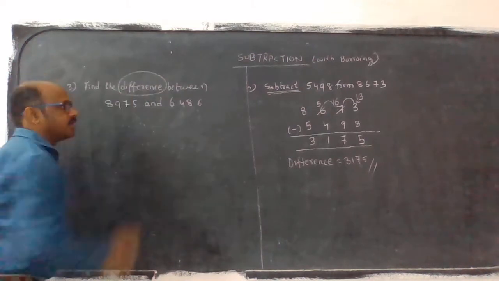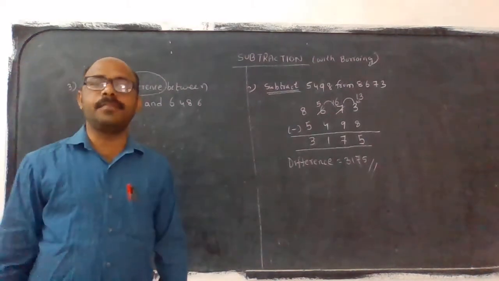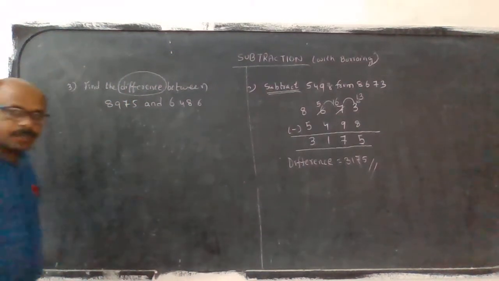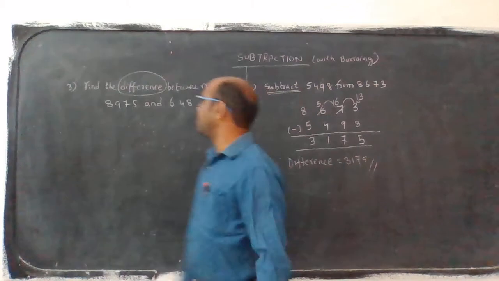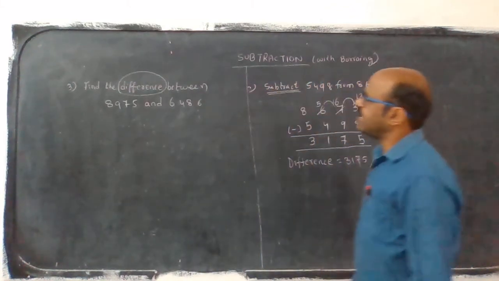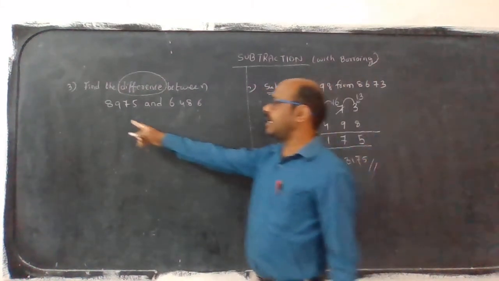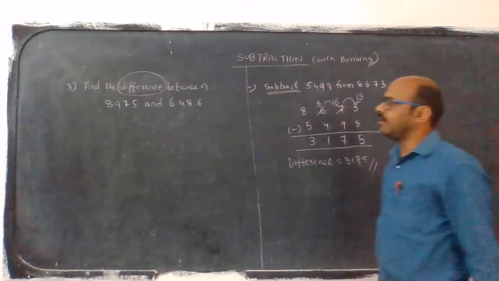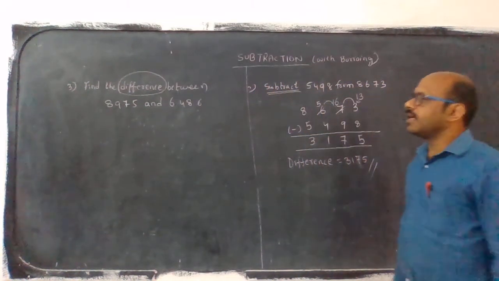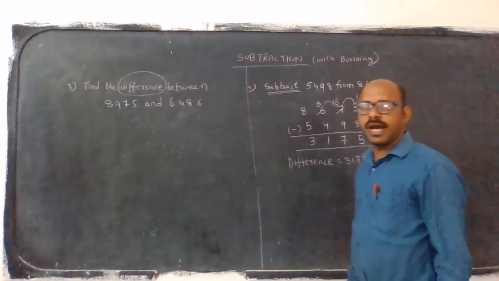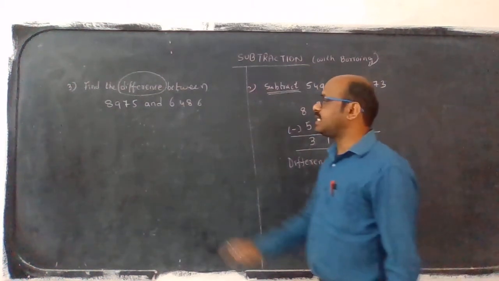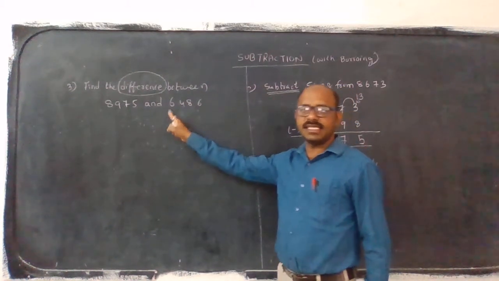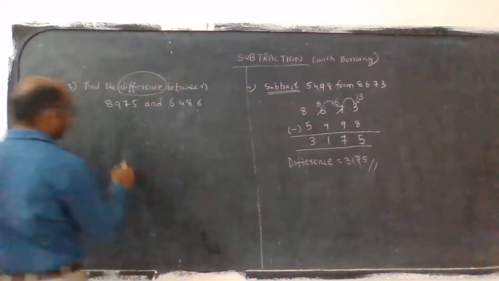Difference means we have to apply the subtraction symbol. So here: find the difference between 8,975 and 6,486. It means, in the given numbers, first we have to decide which is the bigger number. Which is the bigger number?